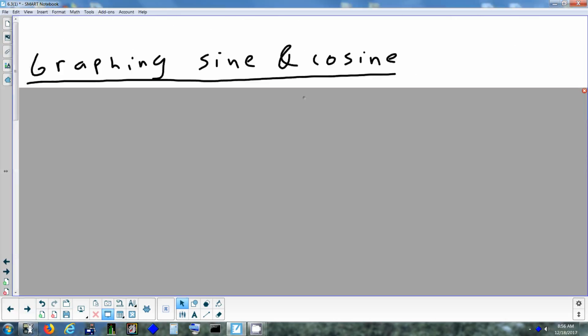So generally when we graph sine and cosine, because they're a little more complicated, you need about 5 points.